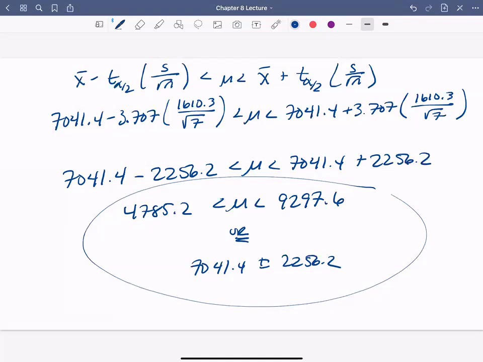9,297.6 homes. And we could even justify this and move the numbers differently. We could say between 4,786 homes and 9,298 homes. So we can change it to whole numbers to say that it is an actual home. It's one fire.